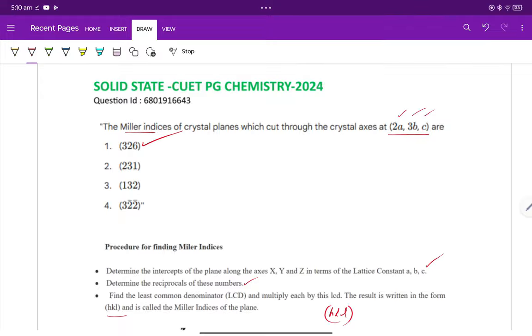This is the easiest procedure to determine the Miller index, and this is one of the most repeated questions which is coming in CUT PG.